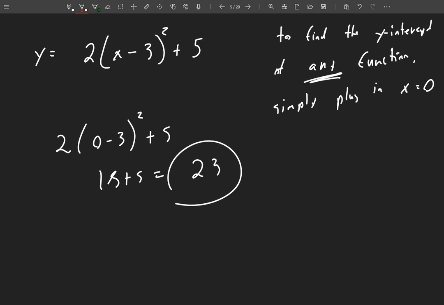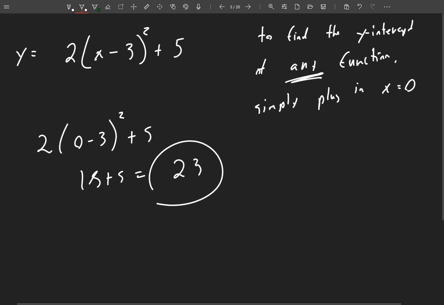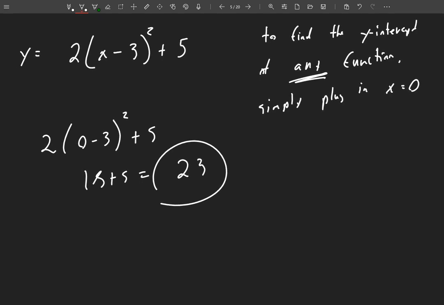All right, so I think that's going to do it for this video. That pretty much covers everything you can do with vertex form. It's actually very easy to work with. The vertex is visible. The y-intercept is easy to get to. It's not quite as easy as just grabbing the last number like it was with standard form, but it's not hard. You just stick the 0 in there. And also solving for roots isn't too difficult. Set it equal to 0, get x by itself, and you're done.